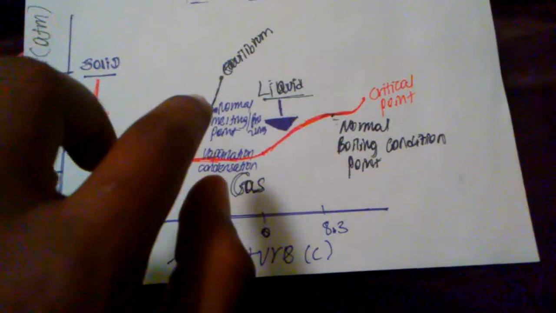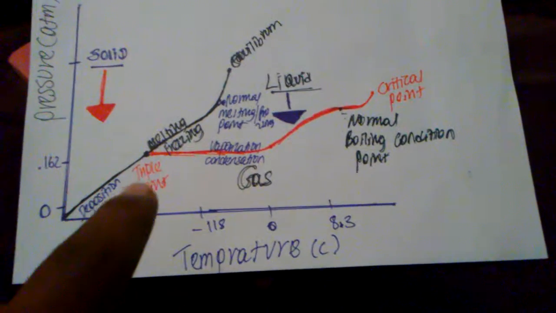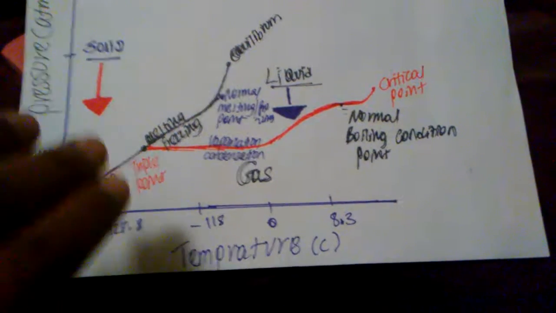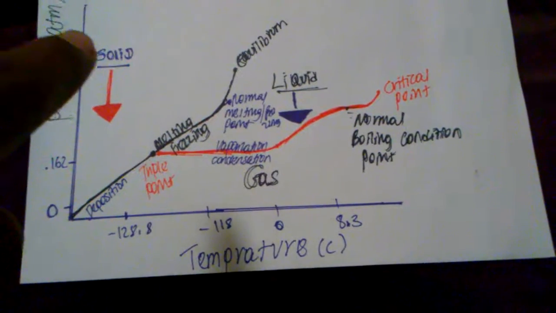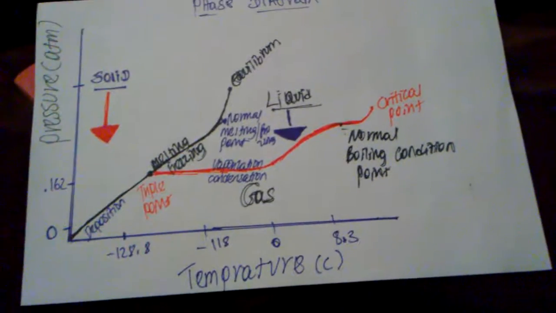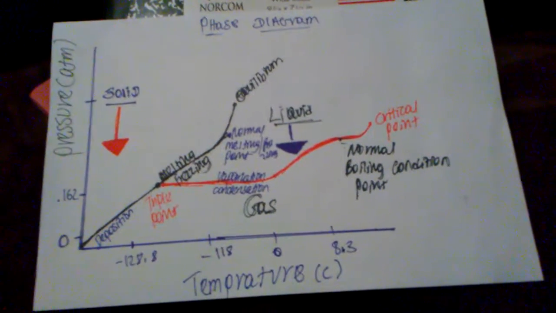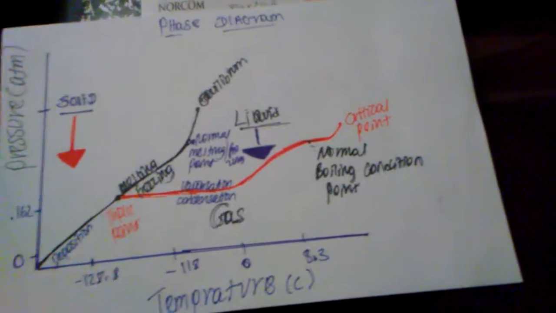Right here there's a normal melting point, and here is the liquid region, and here's the gas. Right here is the triple point, which is where the three phases meet. Here there's the solid, and the liquid is right there. The phase diagrams are mainly based on the graph and the elements.